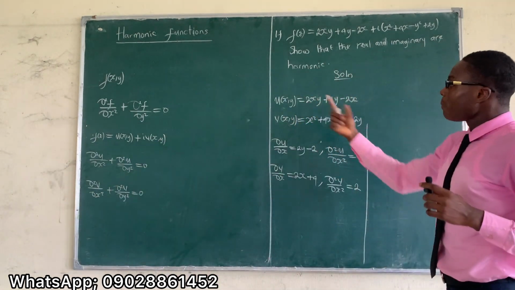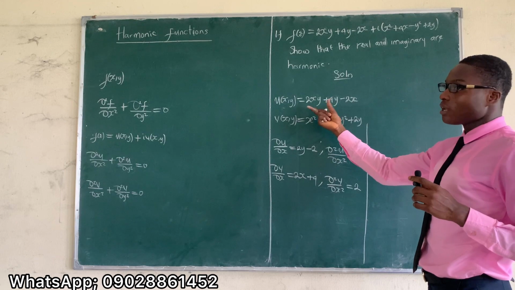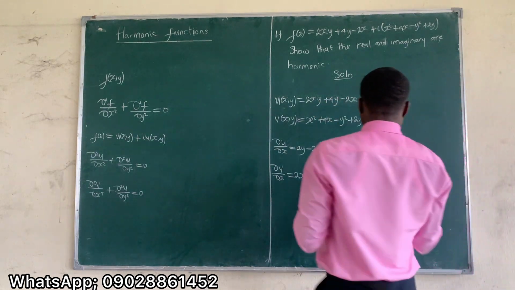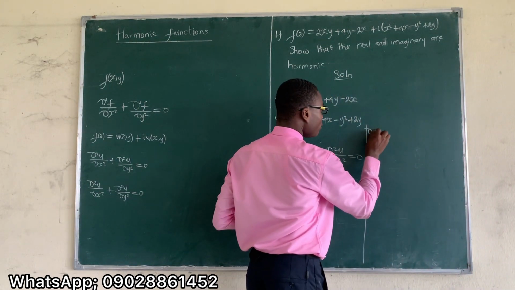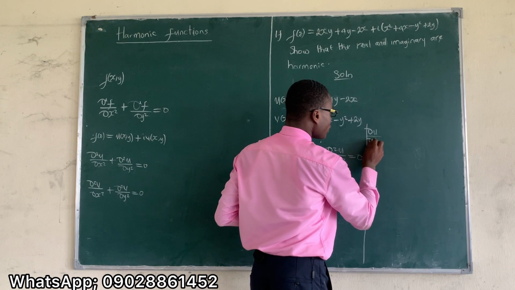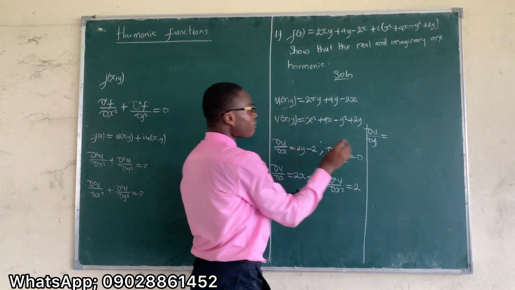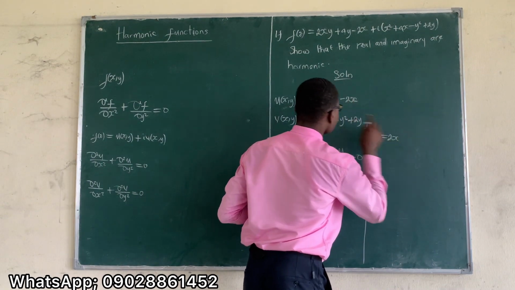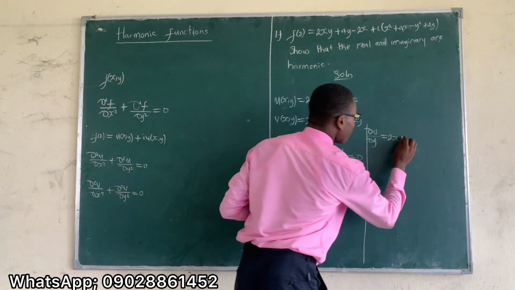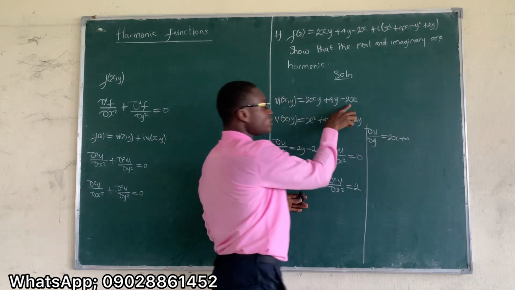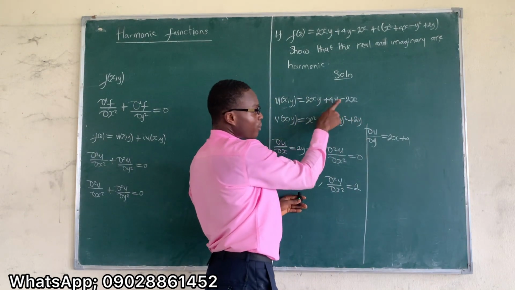From the real part, let's differentiate now with respect to y. So we are going to have partial u partial y equal to, if you differentiate u with respect to y, you have 2x here, differentiate 4y, you have 4. Differentiate minus 2x with respect to y, you have 0.